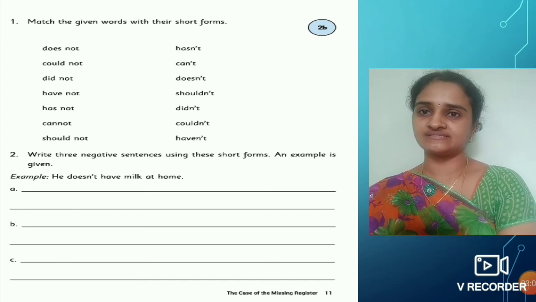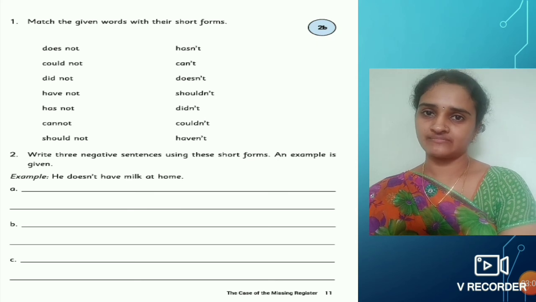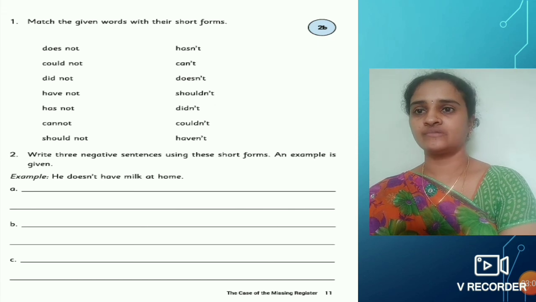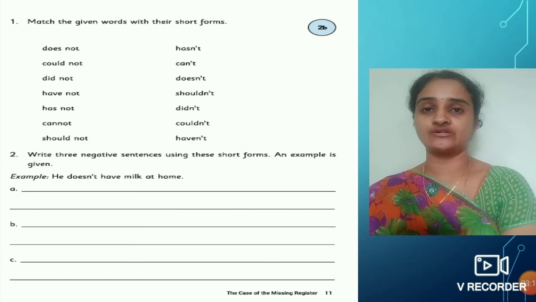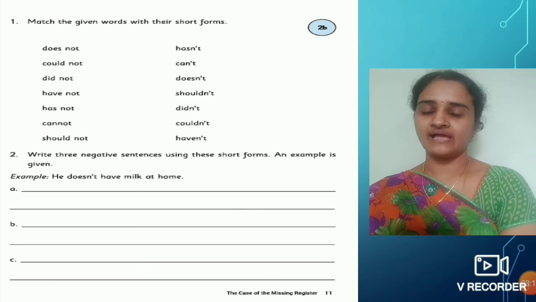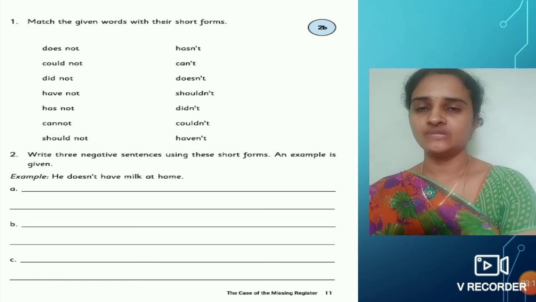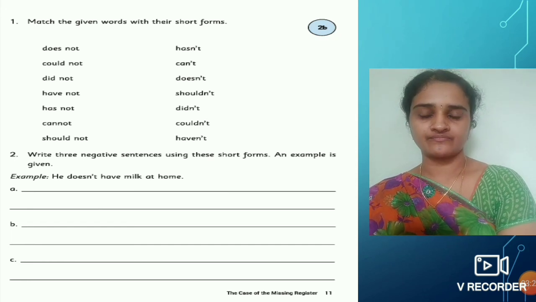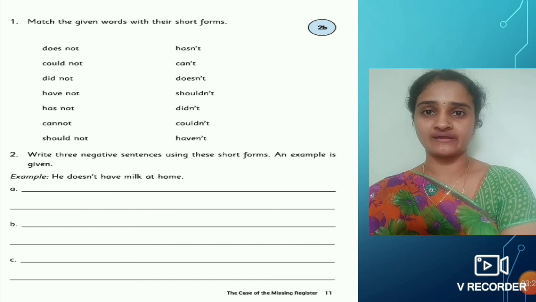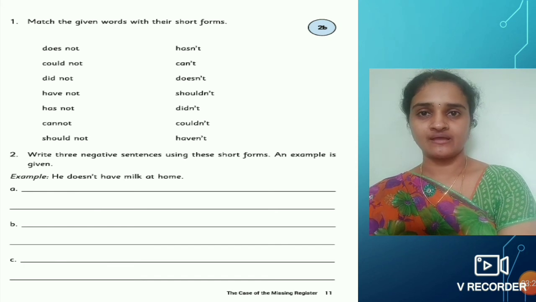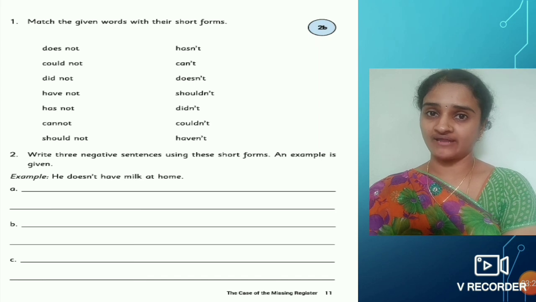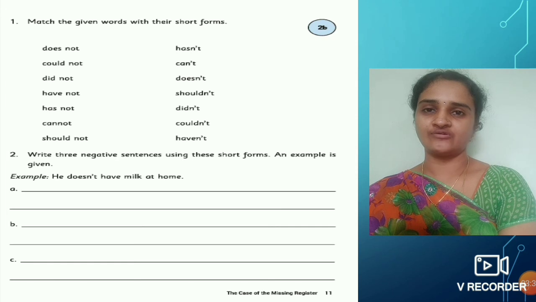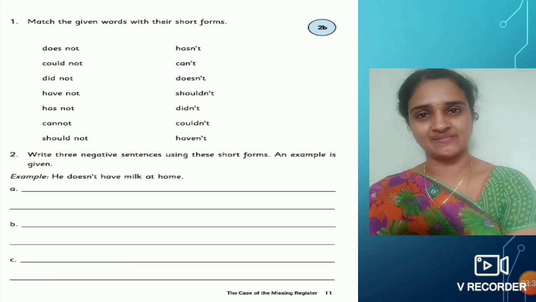Write 3 negative sentences using these short forms. An example is given. Children, look at the example given there. He doesn't have milk at home. So, I'll help you with the examples, children. She didn't bring English textbook today. My mother didn't go to market yesterday. I haven't done my home fun. I can't do that work. So children, you can do your home fun using these examples.